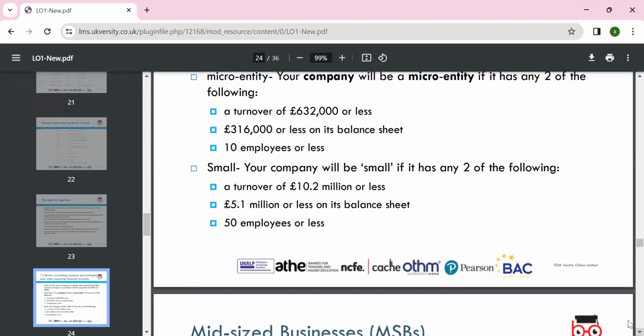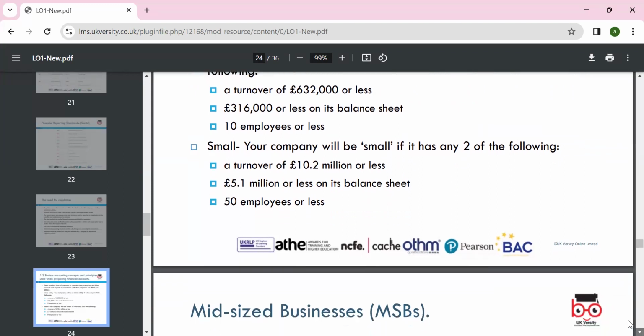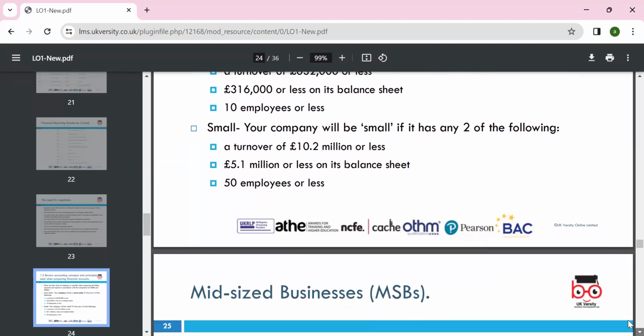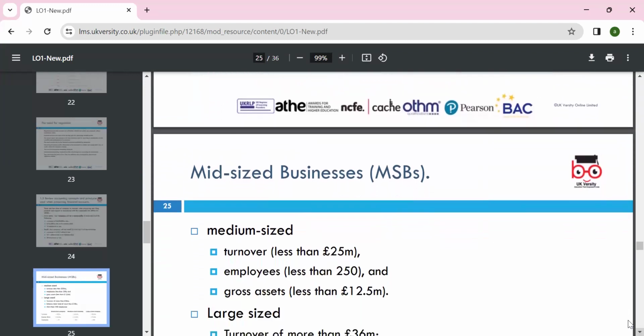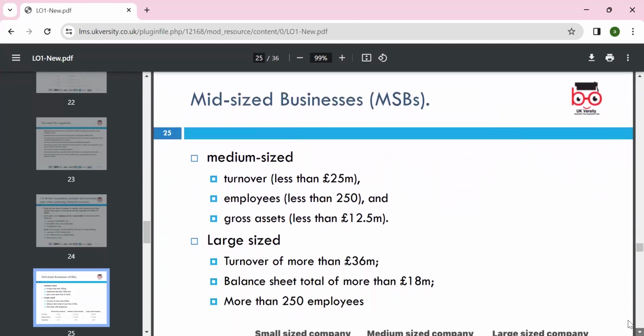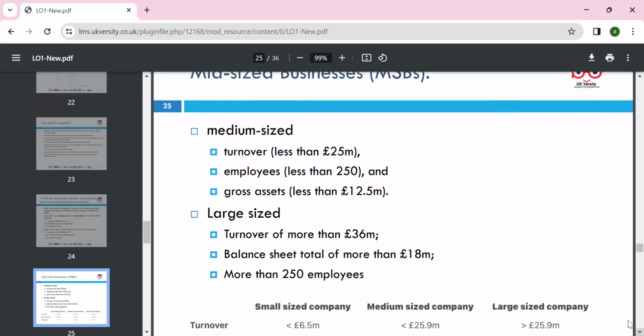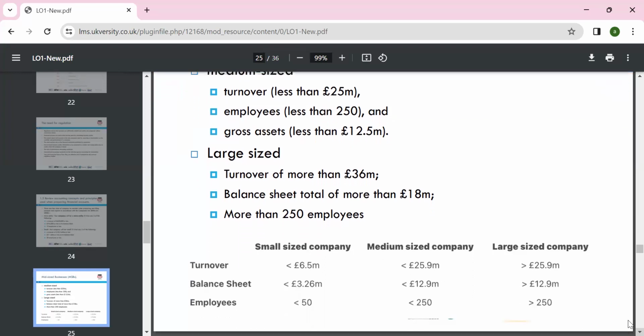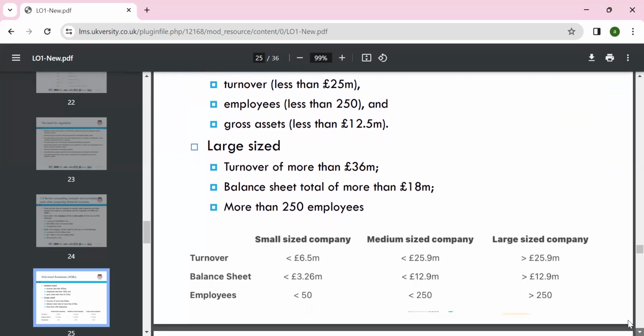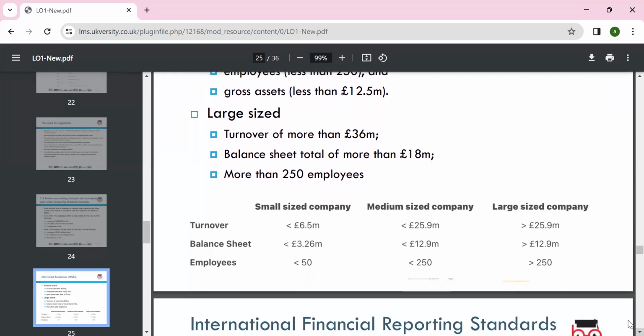5.1 million or less balance sheet and 50 employees or less, that's come under small, medium, not micro, small, medium enterprise. We can look around the mid-size businesses, which we can look around the medium size. It's the turnover less than 25 million, employees less than 250, and the gross asset is less than 12. Large organization, 36 million or more turnover, balance sheet, and of course the levies nowadays, apprentices and all, which we can look around for the rules.